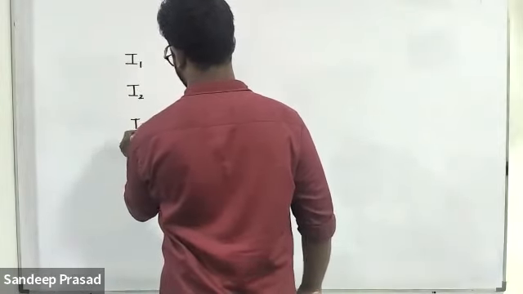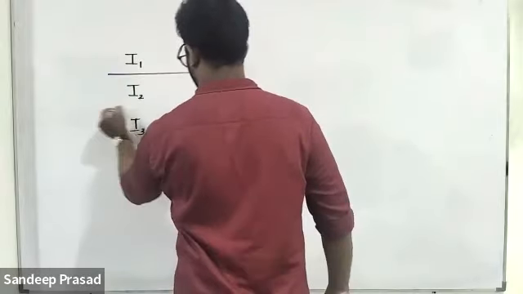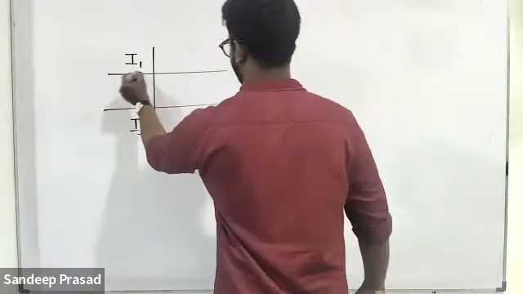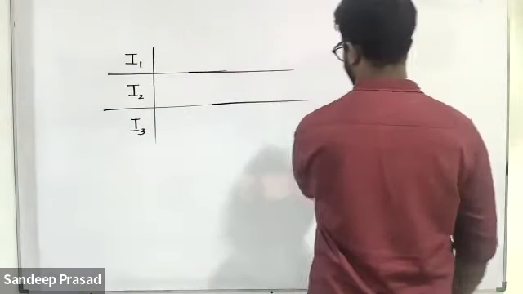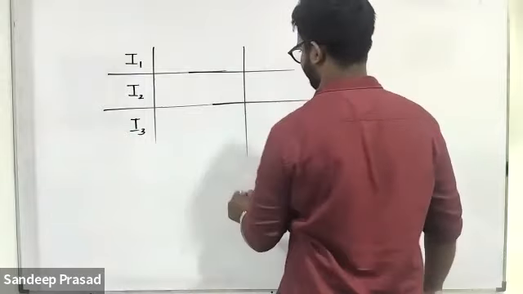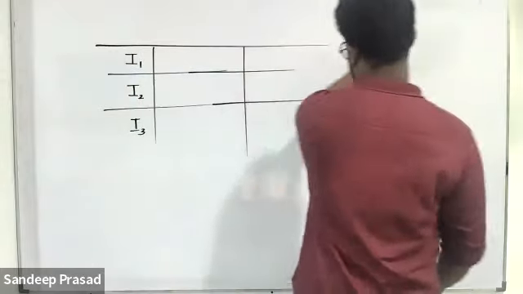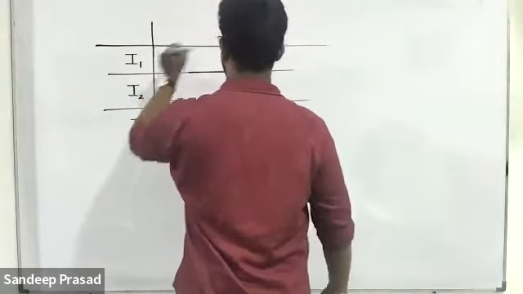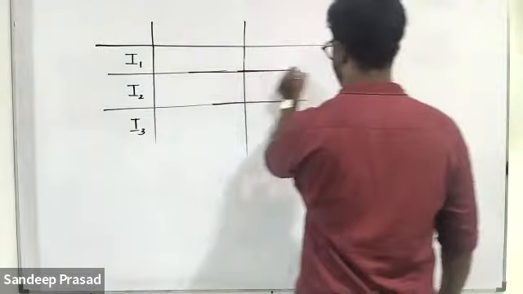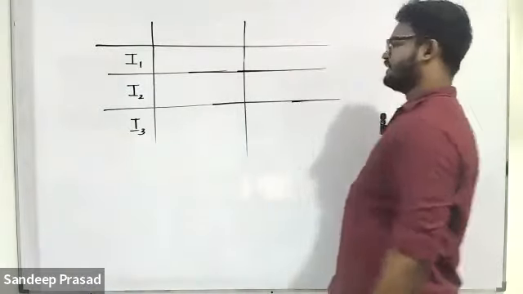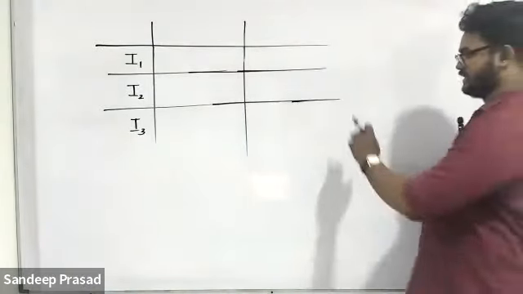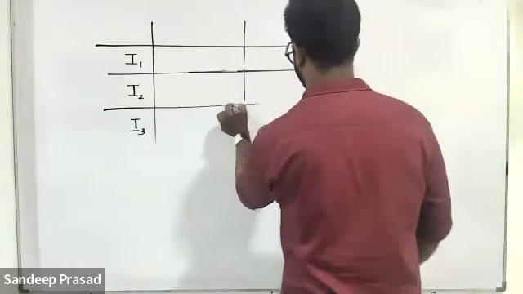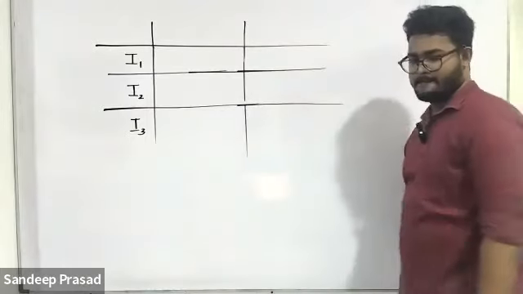I1, I2, I3. Consider these as consecutive ionization energies. That means first ionization energy, second ionization energy, and third ionization energy. So we only learned about the first ionization energy. But don't worry, if you know the first ionization energy, you will be able to derive the second and the third ionization energy, right? So today as homework, I'm going to give you that one. This will be very helpful for you, right?